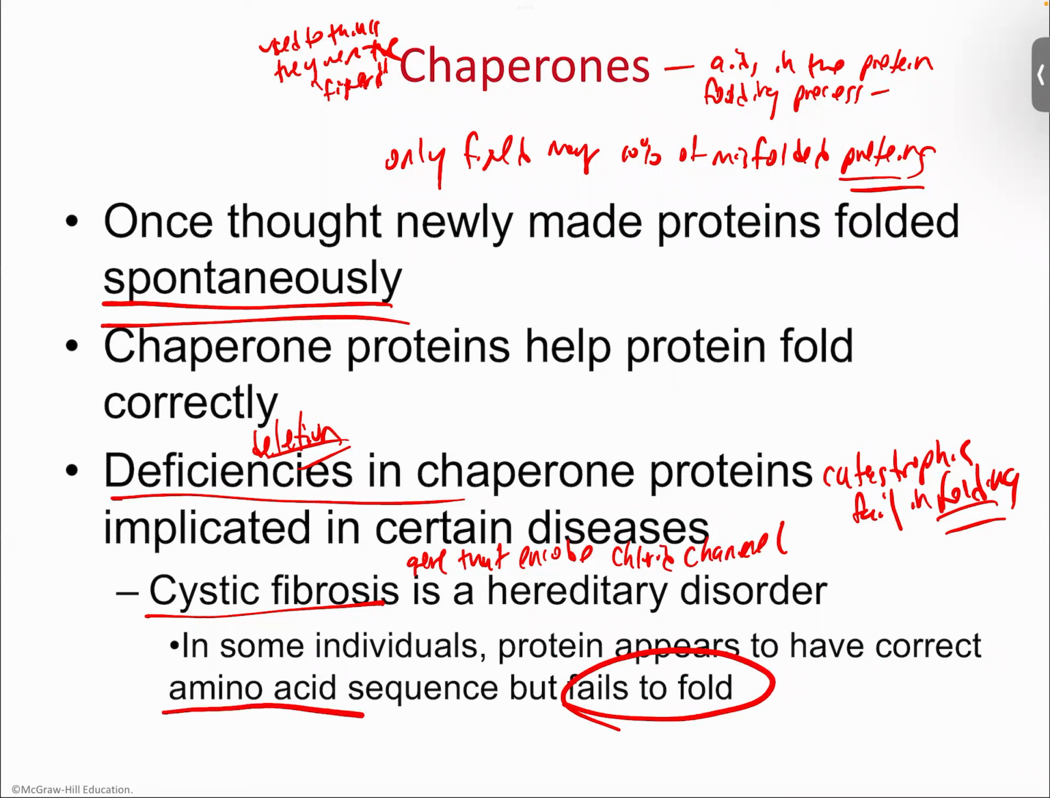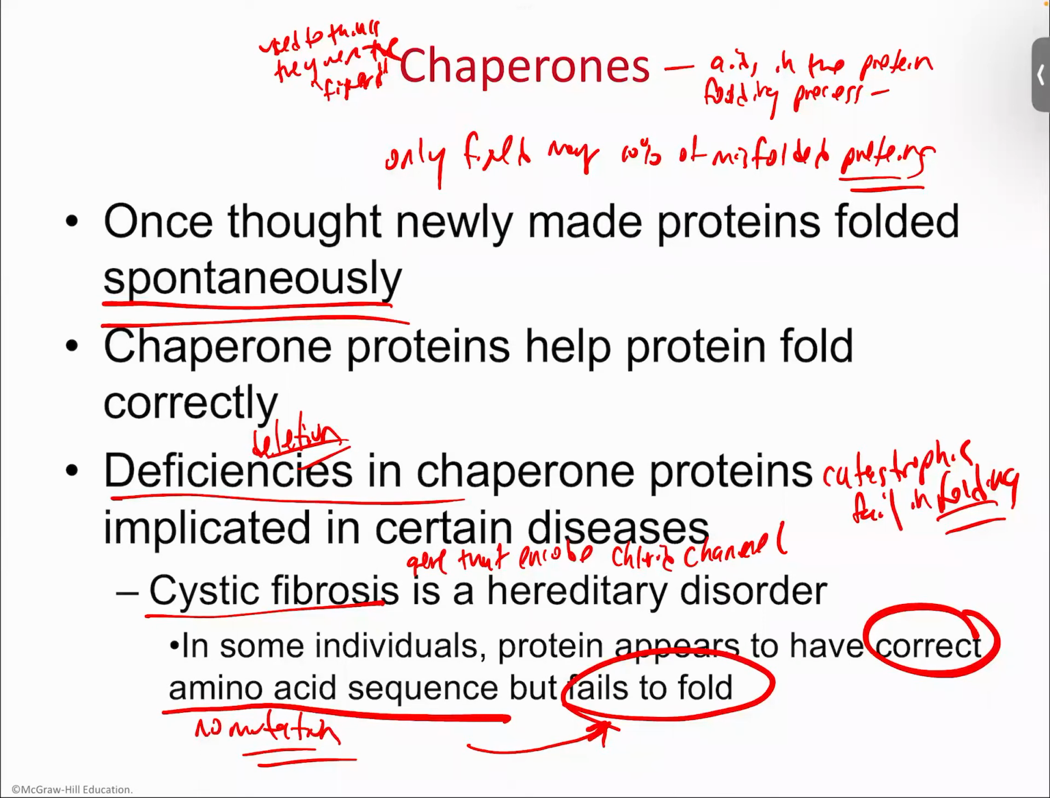What we saw was your amino acid sequence was correct. What does that mean? That means there's no mutation here. You shouldn't have cystic fibrosis if that's the case, because your chloride channel should be, by sequence, perfectly functional, but it's not. Why? Because when we analyzed it, we noticed that there's a fundamental failure to fold the chloride channel protein correctly.